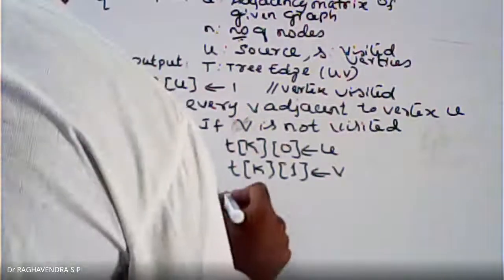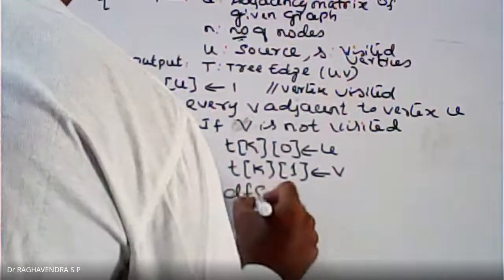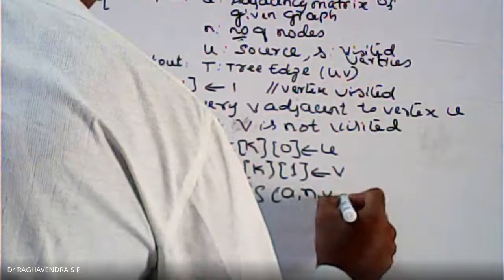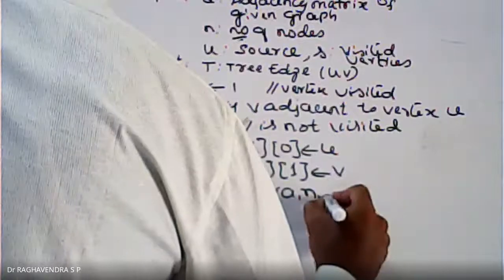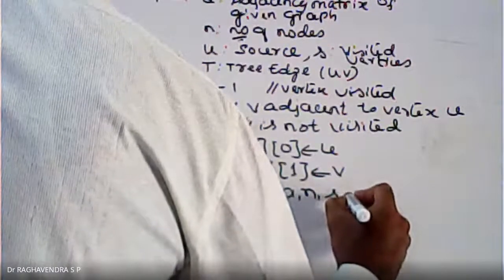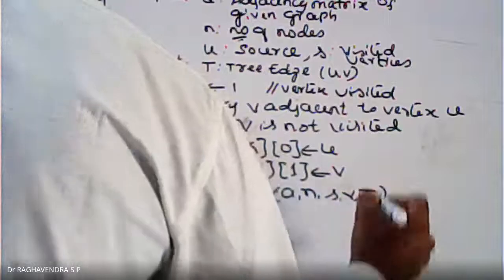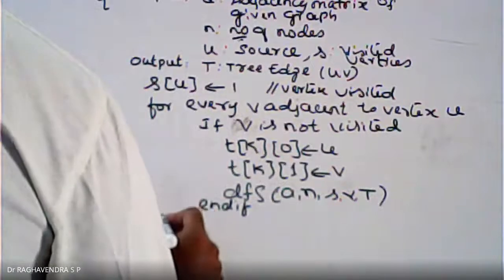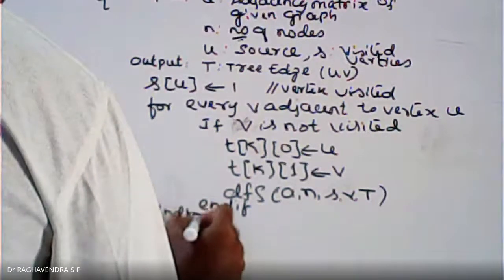Then the recursive part, again DFS of u, n, v, S, A, N, S. So this is the algorithm for depth first search traversal.